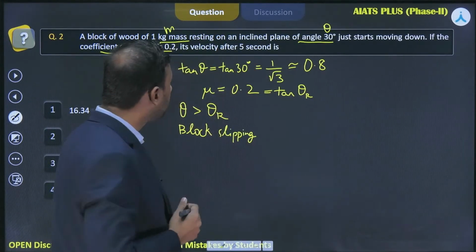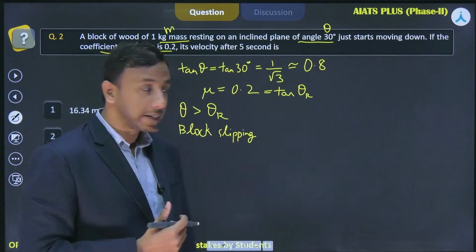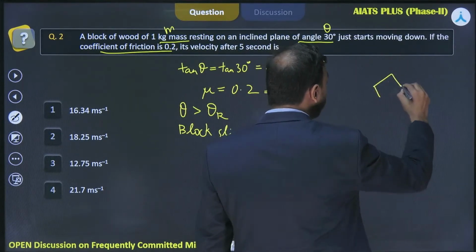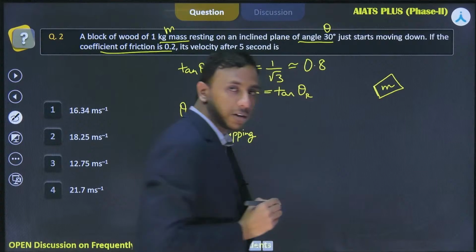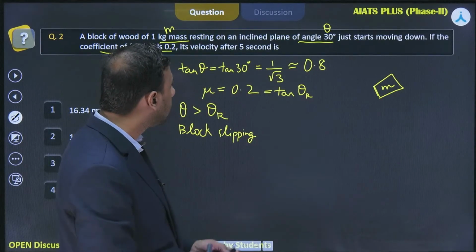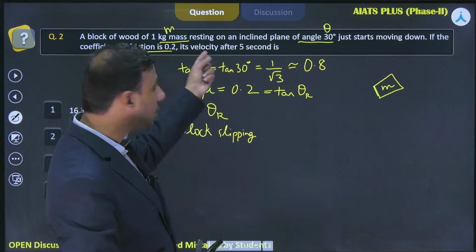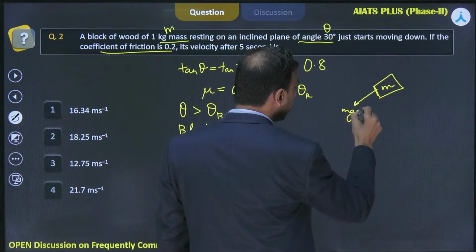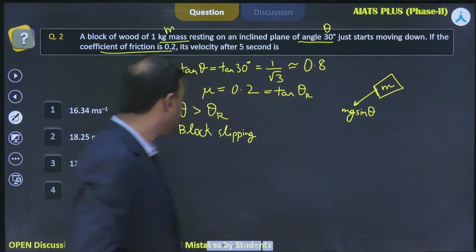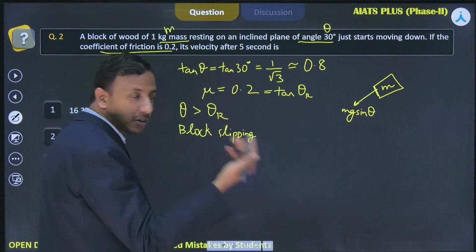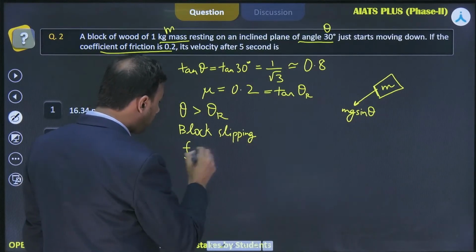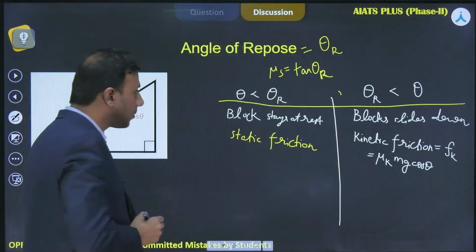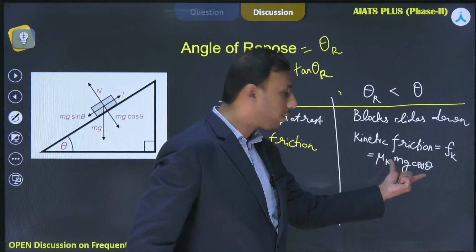And if you want to talk about the forces that are acting on it, mg sin theta down the incline, isn't it? I'm not drawing the incline plane again, I'll just draw it like this in short form. mg sin theta down the incline. m is 1, g is 10, right? So let me just write down mg sin theta. And block slipping means kinetic friction will come into play, and that would be equal to mu k into normal force mg cos theta, right? That's what we had written over here.